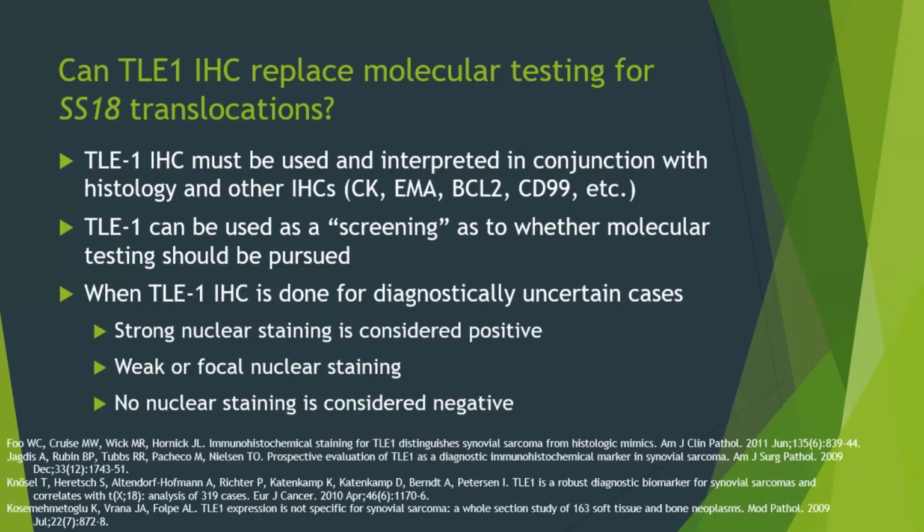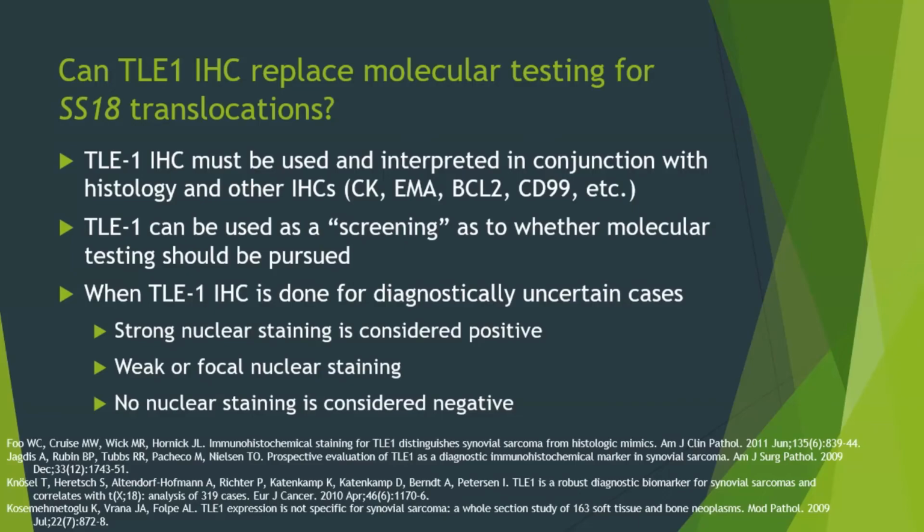Now, second possibility is that the TLE1 IHC comes out as weak or focal nuclear staining. Now, this is the result in which TLE1 is most unhelpful. So, if the clinical H&E and the other IHC features still favor synovial sarcoma, I'd recommend doing the molecular test. And then lastly, what if there is no nuclear staining? Now, this is considered negative, and I would agree with Yagdis et al. that this would obviate the need for molecular testing. Okay, I would not do the molecular test and instead work up the other differential diagnosis instead.